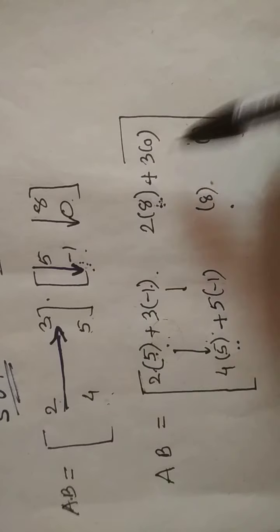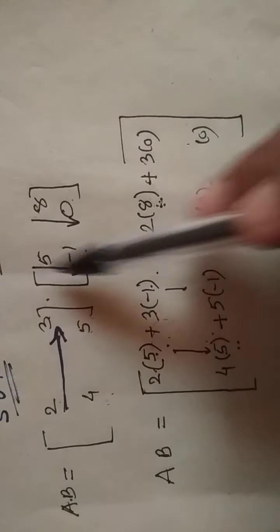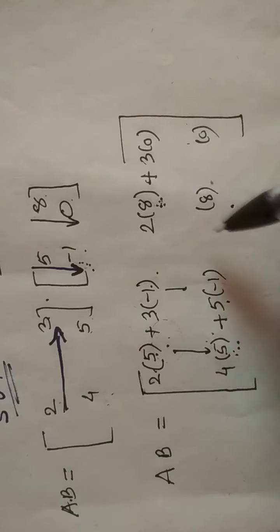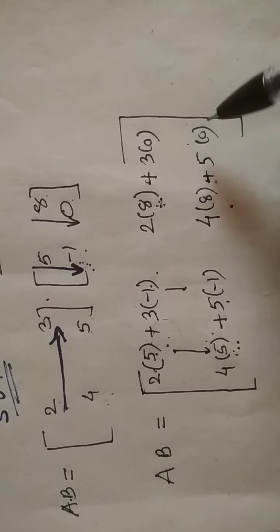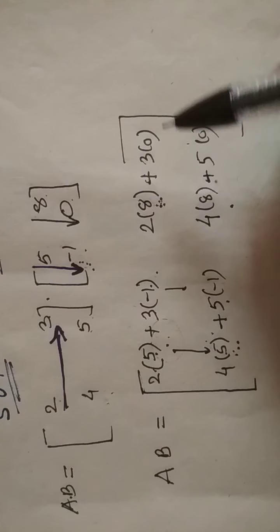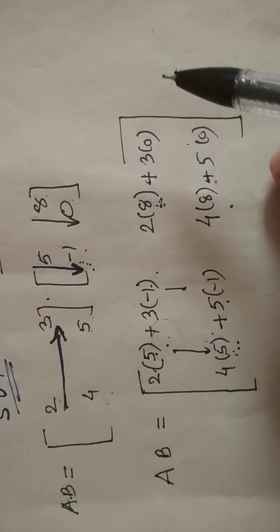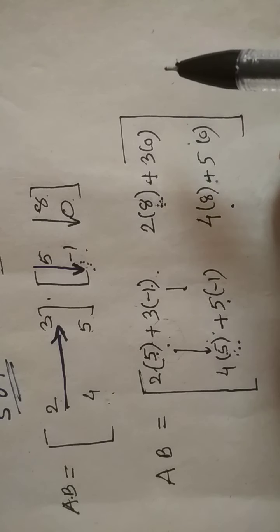In the same way, as the first row was the same for both columns, now the second row will be the same for both columns. So 4 and 5: 4 multiplied by 8 plus 5 multiplied by 0. So this is how we have accomplished the multiplication of the first matrix and the second matrix with the help of row and column sum of products.